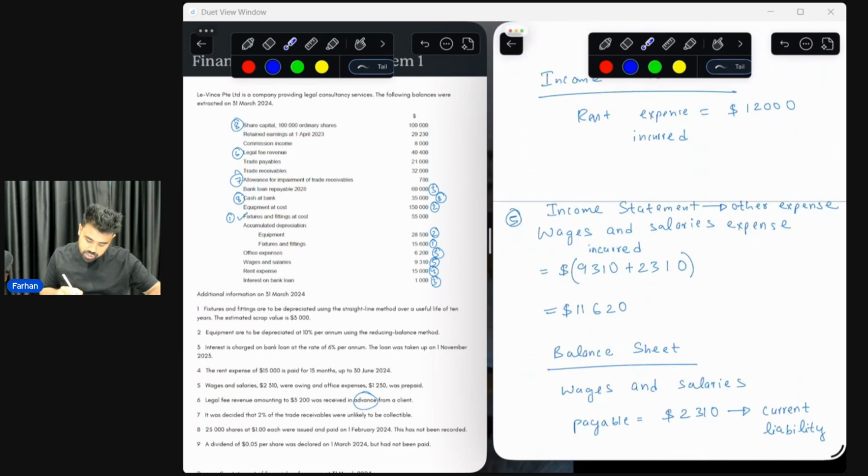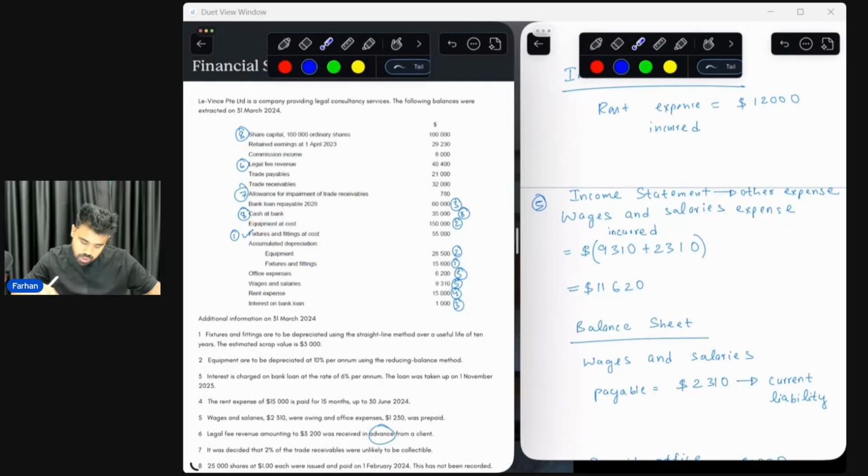Wages and salaries of $2,310 were owing, and office expense of $1,230 was prepaid. Okay.